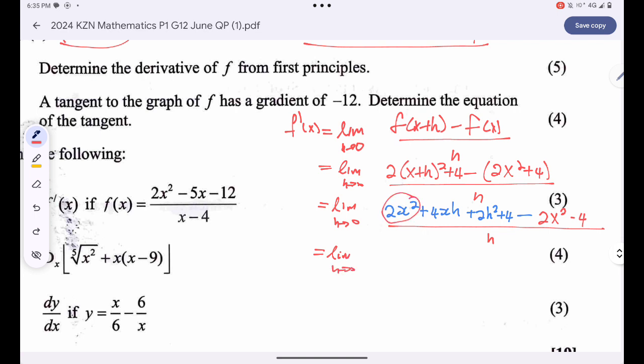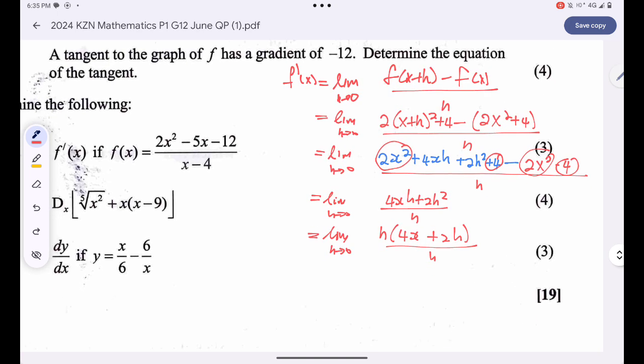The 2x squared will just subtract one another. The 4s will just subtract one another as well. And then I'll be left with 4xh plus 2h squared all over h, limit as h approaches 0. I can take out a common factor over there, which is h. Then I'll be left with 4x plus 2h all over h. Now I can remove the h at the denominator because they'll just cancel one another.